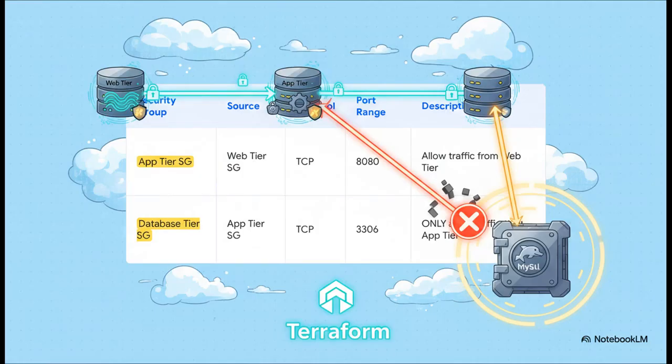Now, what's really cool about this slide is how it visually enforces our security rules. Look closely. The source for the app tier is the web tier's security group, not just some random IP address. And even more critically, check out the database tier. The only source allowed to talk to it on the standard MySQL port is the application tier. Nothing else can get in. That right there is least privilege in action.